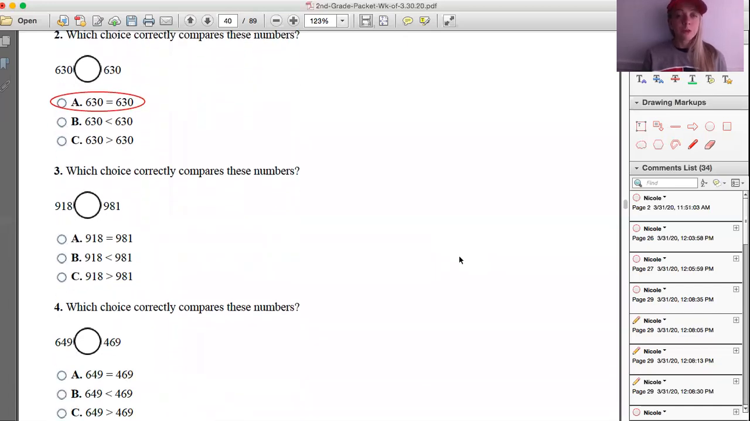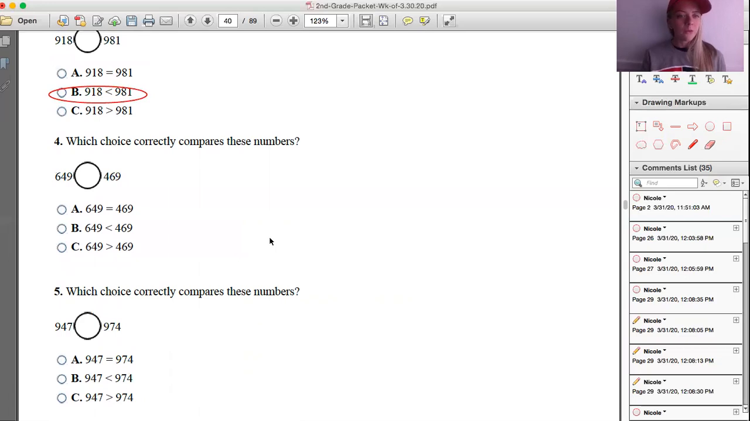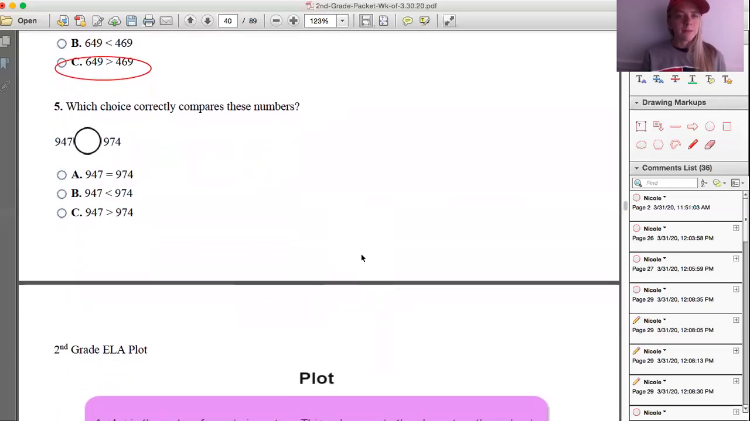Number 3, which choice correctly compares these numbers? 918 and 981. This one is meant to trick you a little bit to see which one is bigger. It's B, 981. Which choice correctly compares these numbers? 649, 469. We know that the 600 is bigger than the 400. Number 5, which choice correctly compares these numbers? 947, 974. We know that 974 is bigger.